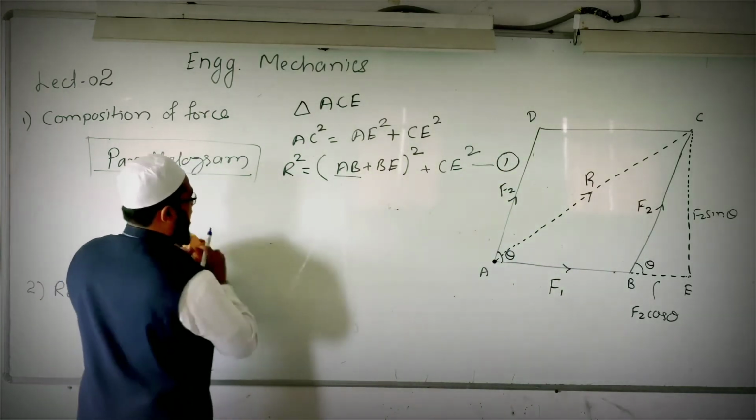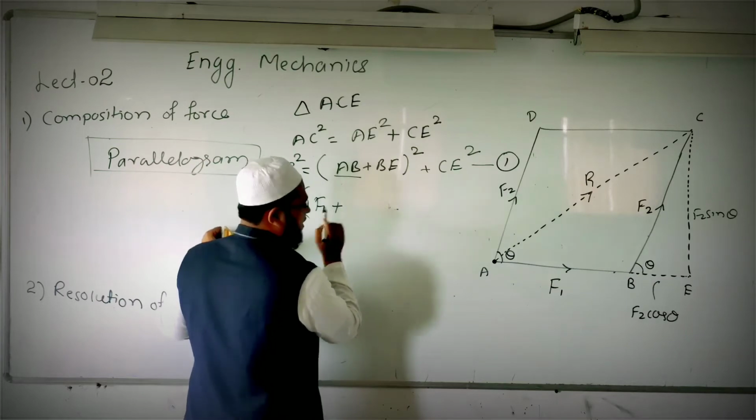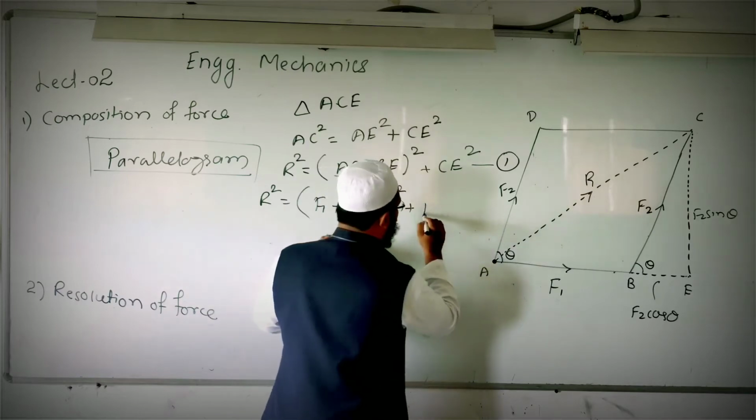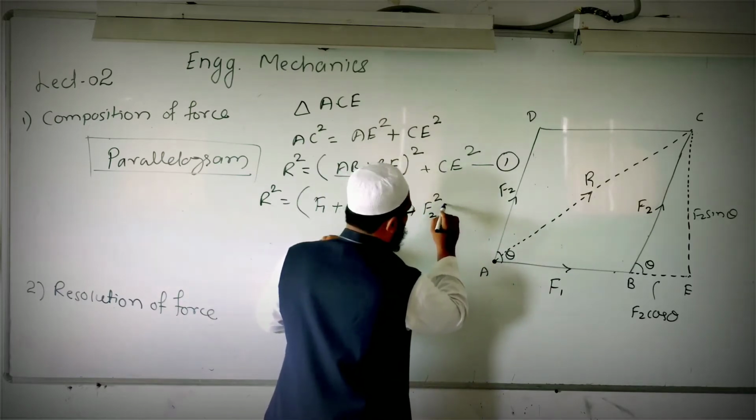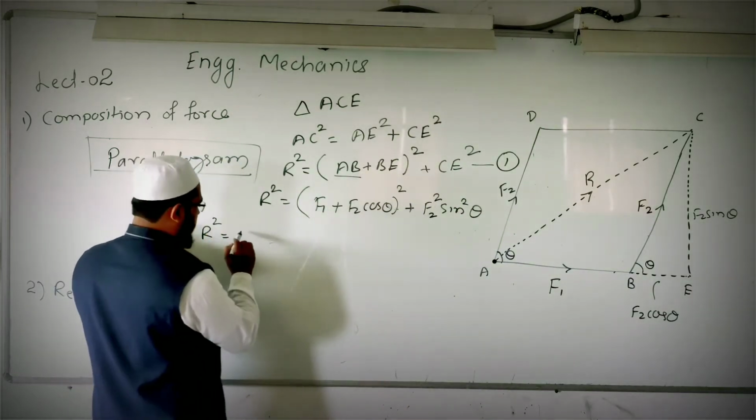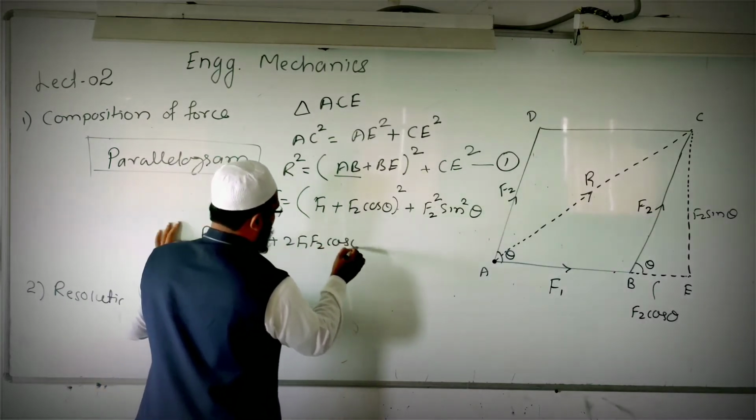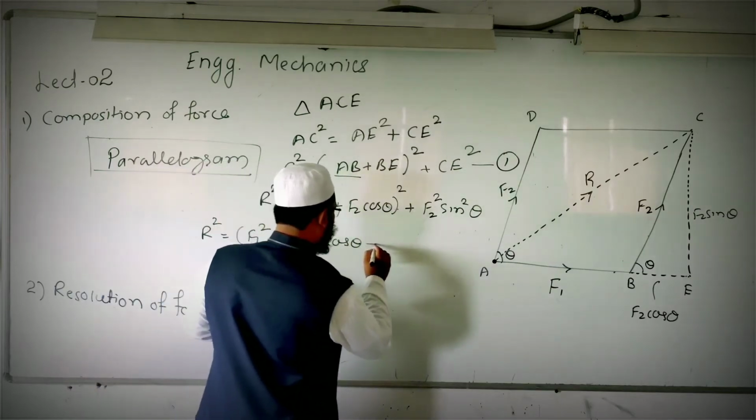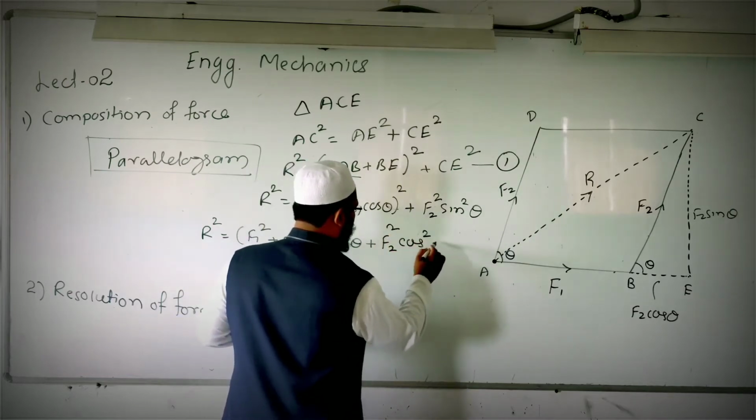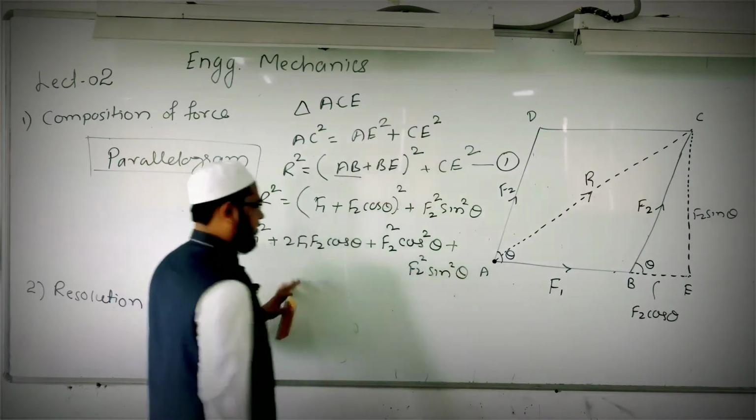Now listen here. R square equal to AB means F1, BE means F2 cos of theta bracket square, CE means F2 square sin square theta. We will expand the bracket. R square equal to F1 square plus twice F1 F2 cos of theta plus F2 square cos square theta plus F2 square sin square theta.